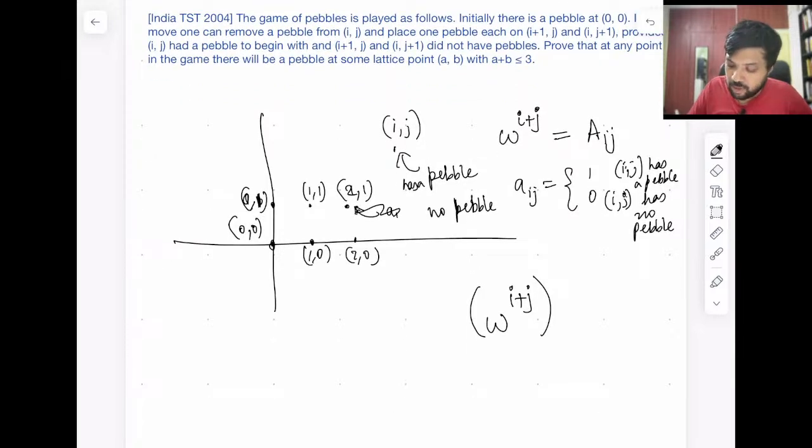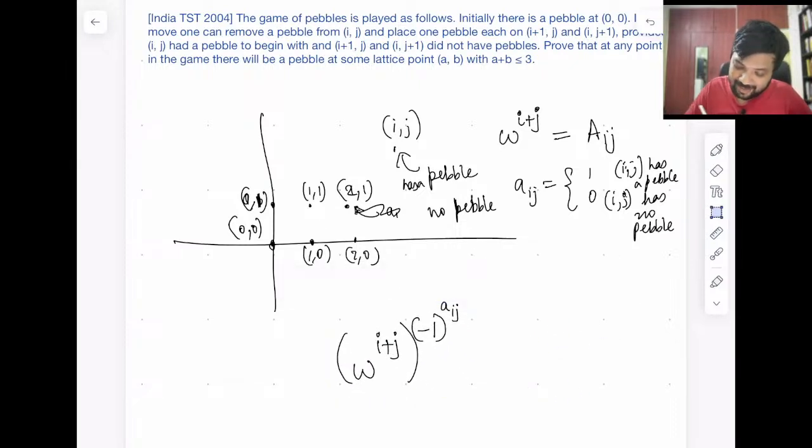Now he wants to count omega power i plus j. He wants to basically multiply all those places where there is a pebble, and when there is no pebble, he wants to divide by it. So in other words, he wants to do the following. It looks scary, but just hold on for a while. He just wants to take this. Note that this looks complicated. I think there's a better way to say this.